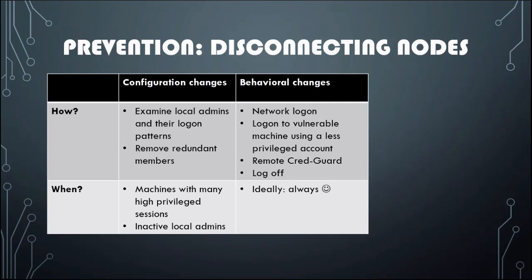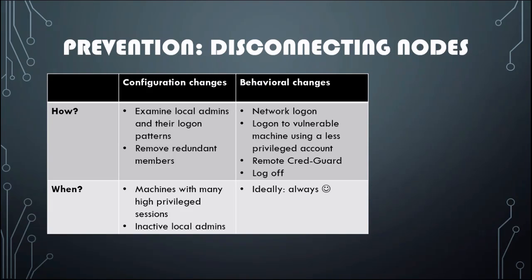Now, the second thing that we can do is both the easiest and the hardest solution. It's easiest because it doesn't require any extreme changes to the environment. However, it does deal with human behavior, which might be a bit trickier to change. This one has to do with what our admins do in the environment when they're connecting to the vulnerable machines. The first thing that we would like them to do is to use a network logon and not, for example, an interactive logon, in order to not expose the credentials on the vulnerable machine.